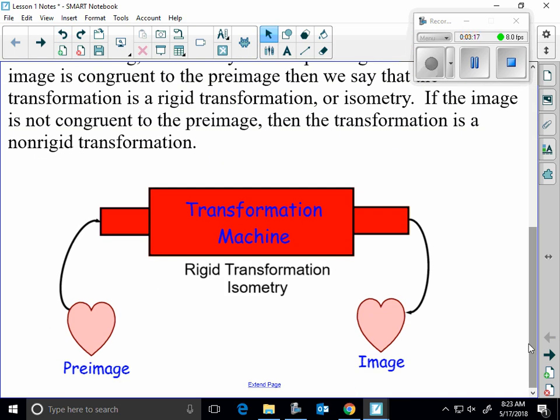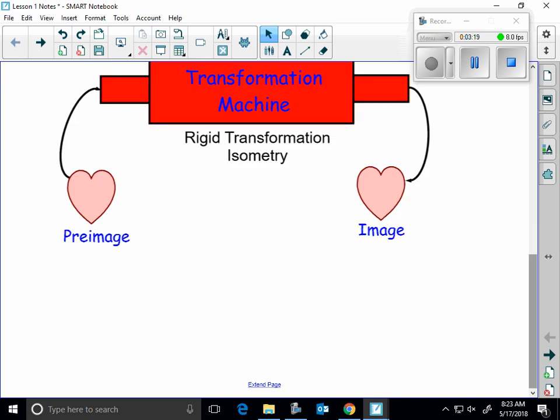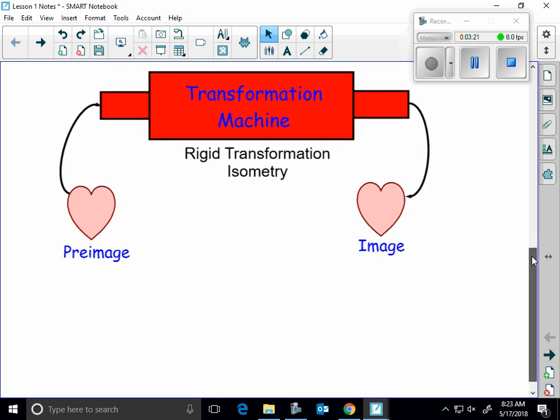All these words above I don't really care about, so you can read them on your own time. This is the transformation machine. You take an object, which we call the pre-image, what you start with. Pre, start, before, etc. And then you do some sort of transformation to it in here. This is just a visual representation of you're doing something to that object. You're either rotating it, reflecting it, or translating it. And then out pops this image, right?